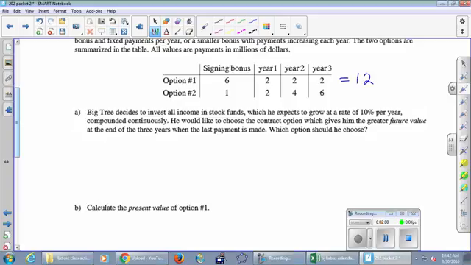In the second row, the signing bonus is $1 million, but then the salary increases 2, 4, and 6 for a total of $13 million. Which one is better? Option 2, because 13 is more than 12, right? My 4-year-old could tell me that. Is that all there is to the story?